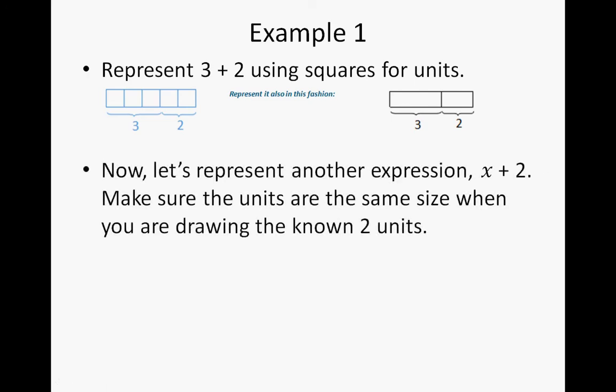So now let's represent another expression, x plus 2. Make sure the units are the same size when you are drawing the 2 known units. So it looks something like this. If you had single units, they'd be the same size, and obviously there would be 2 of them. And x can be anything because we don't know what x is going to represent.